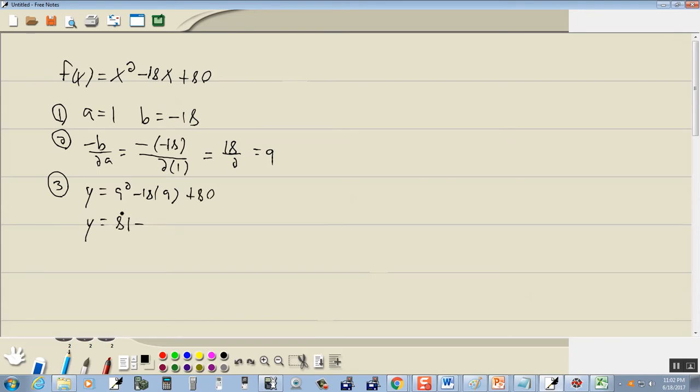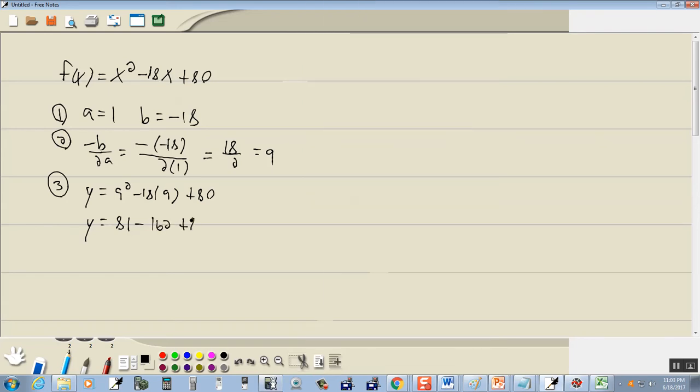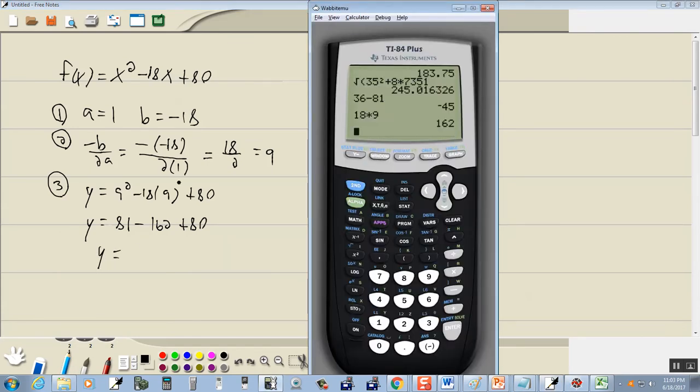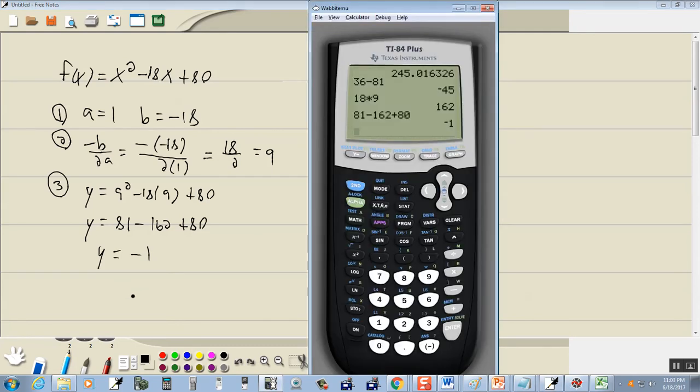It's 81 minus 162 plus 80. So we got 81 minus 162 plus 80 gives us negative 1. So our vertex would be 9, negative 1.